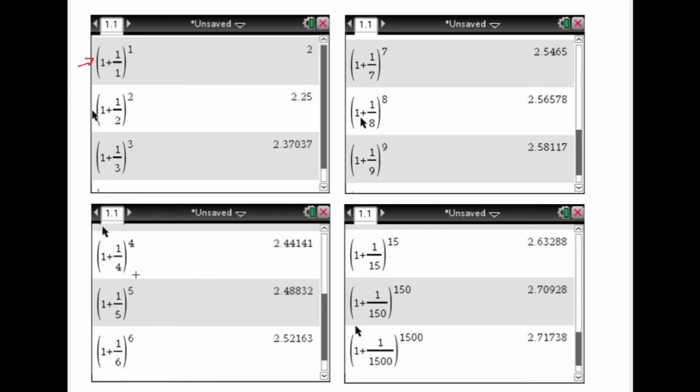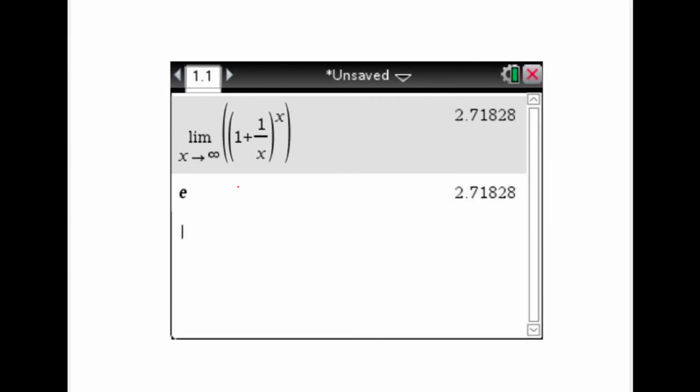But what you'll notice is as we go from 4 to 5 to 6, the value of that expression continues to increase, but it is increasing at a slower rate. 7, 8, 9, increasing at a slower rate. And then in this last screenshot here, I took x values of 15, 150, and 1500. And you can see those values are still increasing, again, each time at a slightly lesser rate, if you will. So what does that mean? Well, it means that there is a limit to this value.